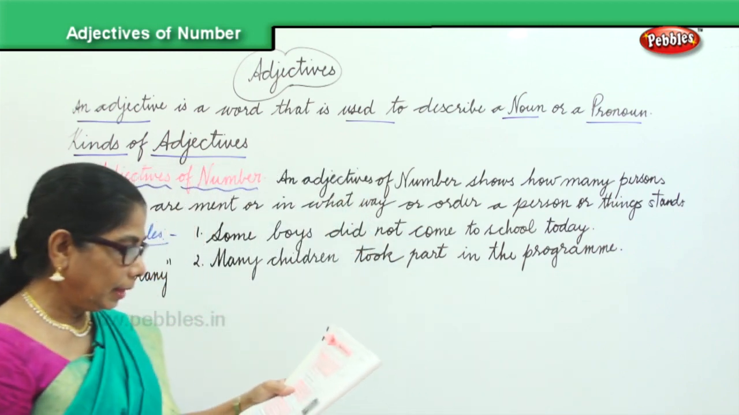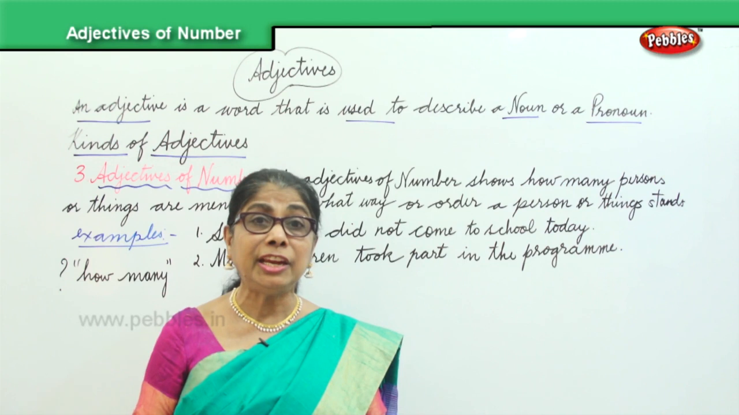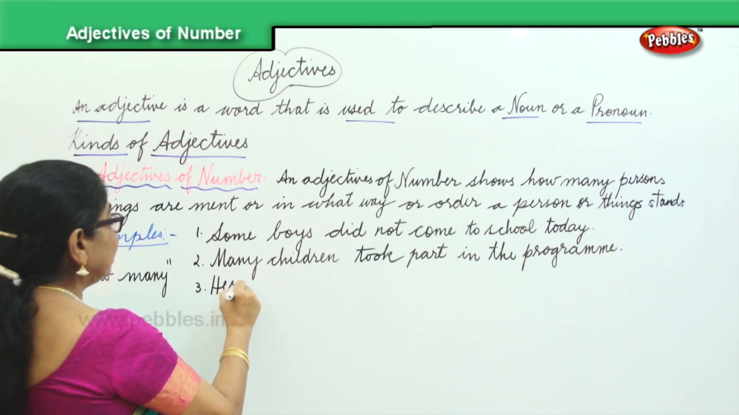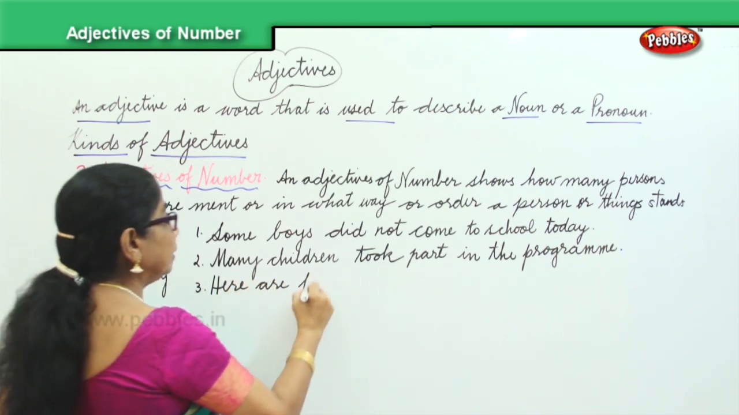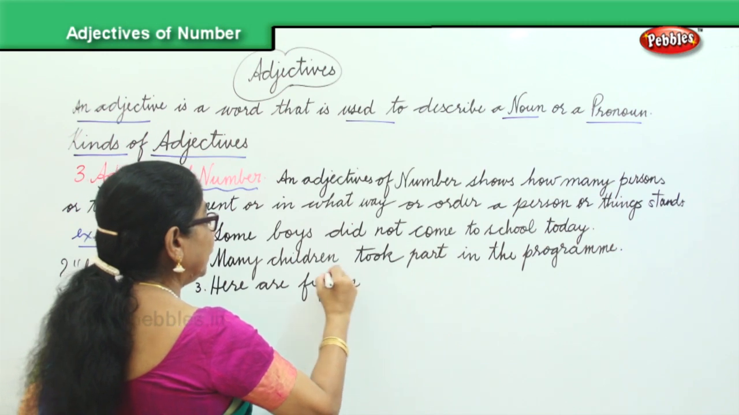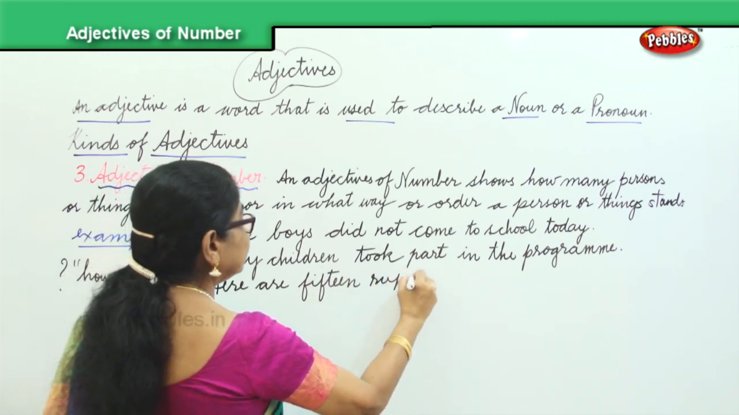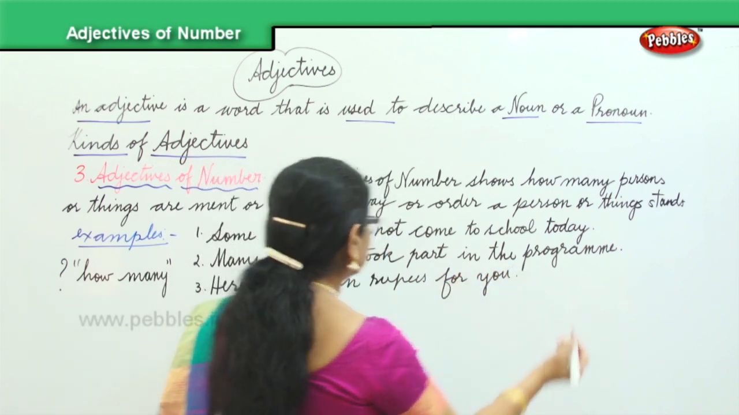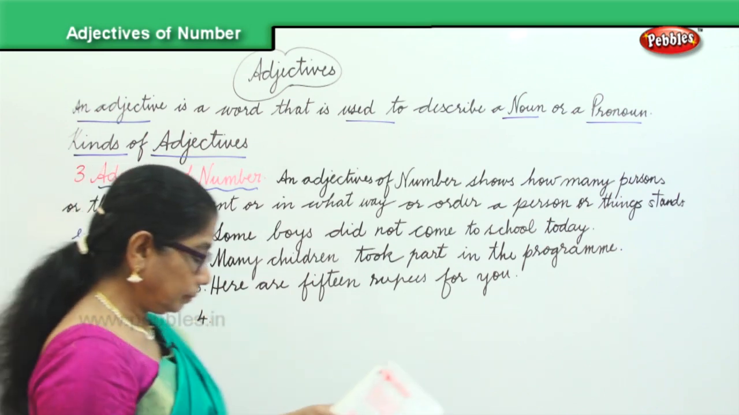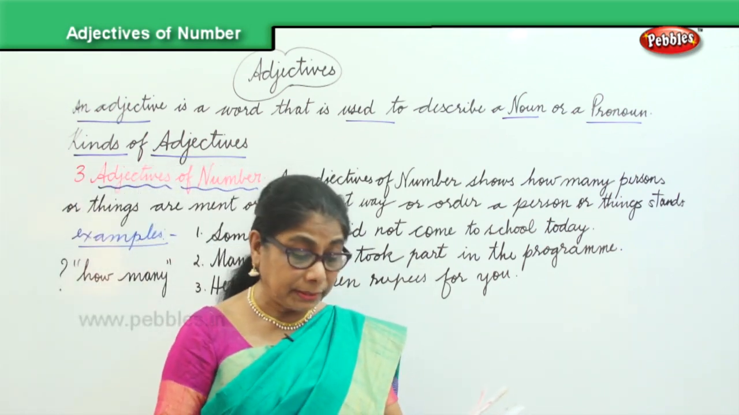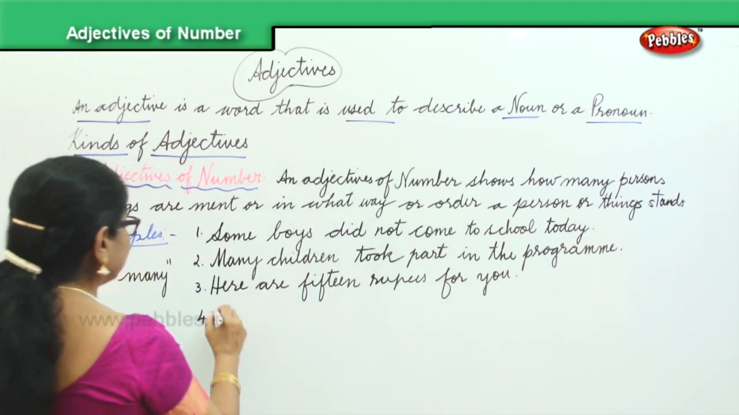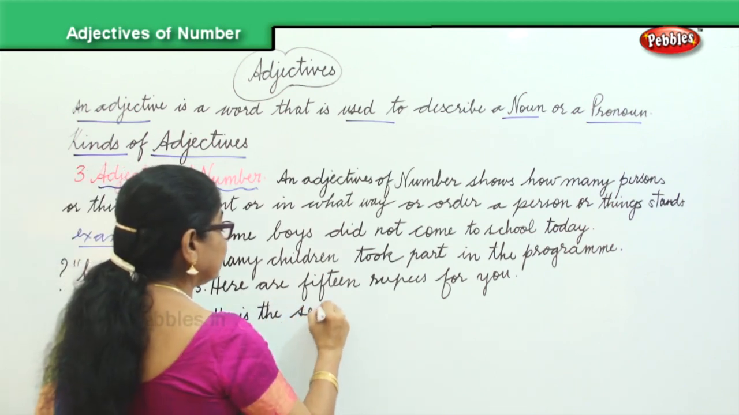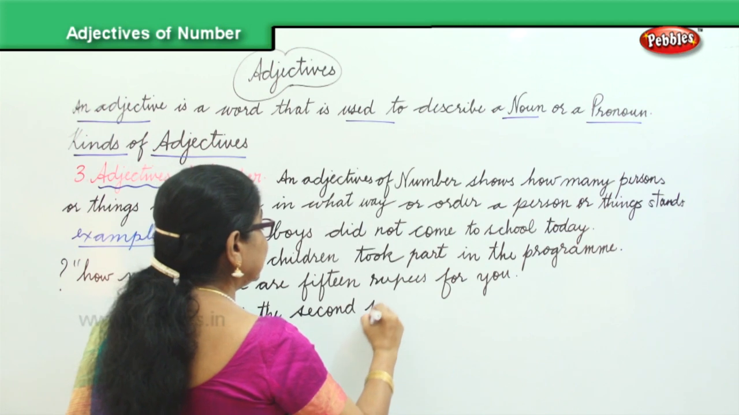Here are 15 rupees for you. He is the second person in the queue.